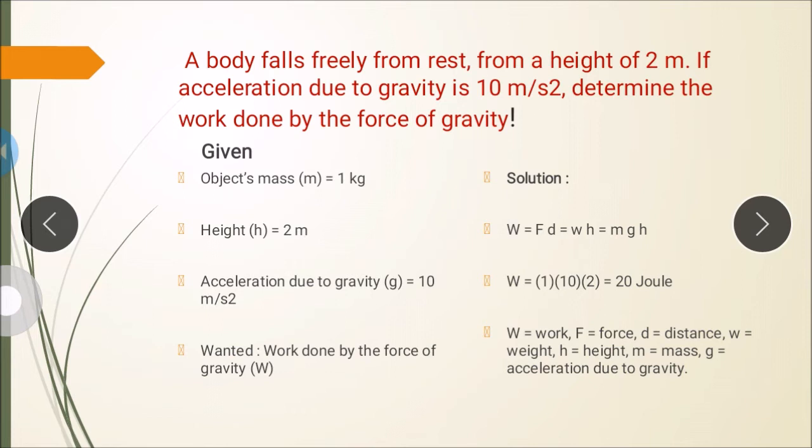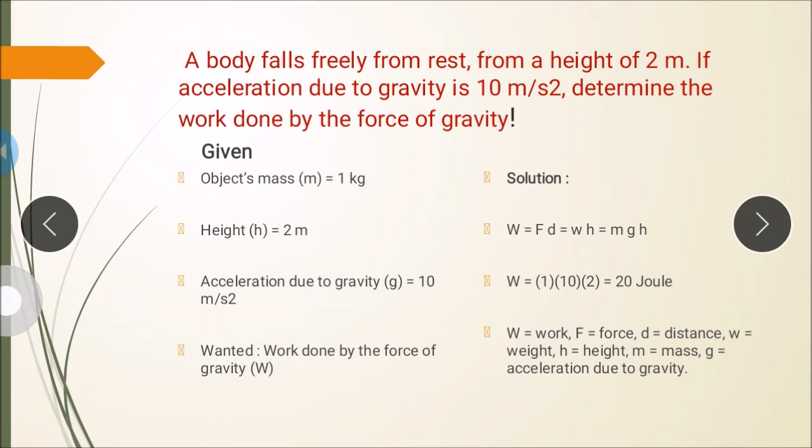What is asked? Work done by the force of gravity. Since it is falling from a height, it will definitely reach the earth or a lower place. So it is the work done by the force of gravity. So W = F × d = w × h, work done is weight times height. Since it is coming from a height, the force is w into h.